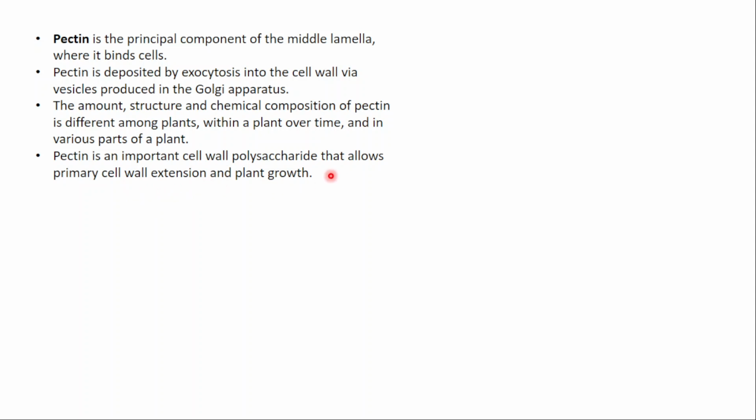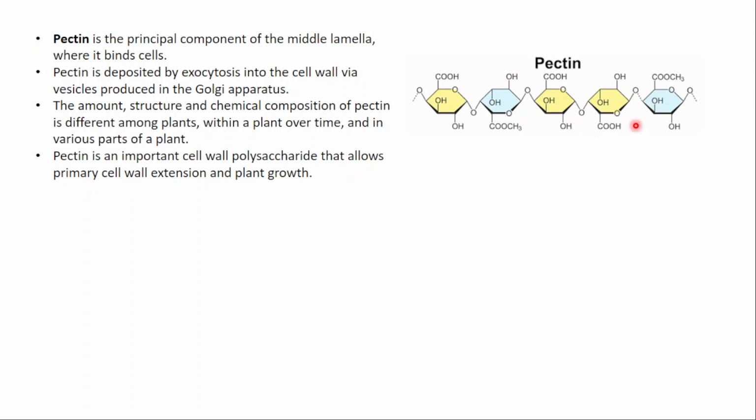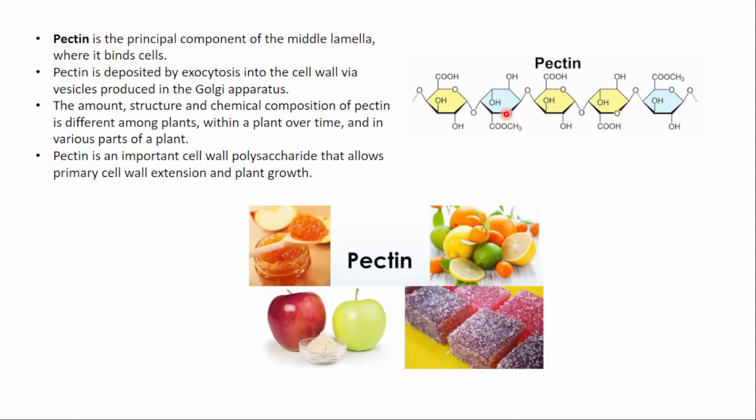So it's an important polysaccharide, and this is how the pectin molecule looks. This single unit is what we understood in the previous slide, which is galacturonic acid. There are multiple such galacturonic acids, and there are many modifications. These are some other sugars which provide identity to the type of pectin present in the plant. Pectin is generally found in plant products such as citrus, apples, jams, and jellos. So these are pectin rich foods.